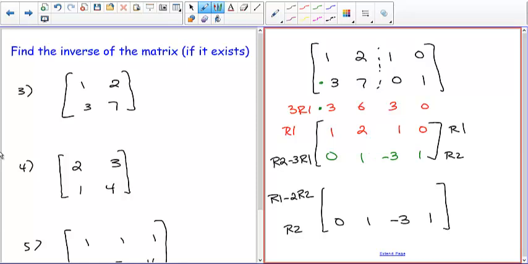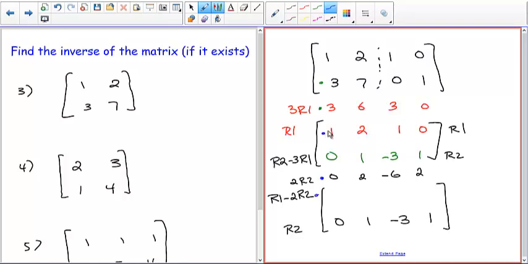So let's go ahead and write out what I need, which is 2 times row 2 here. So here's row 2. 2 times 0 is 0. 2 times 1 is 2. 2 times negative 3 is negative 6. And 2 times 1 is 2. And then we're going to take row 1 and subtract 2 row 2, and we're going to put it right there.